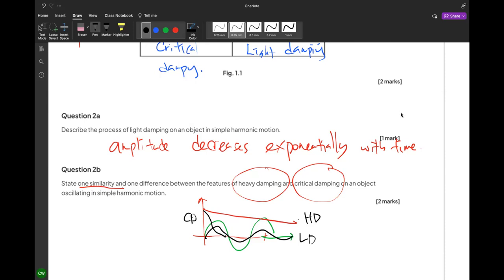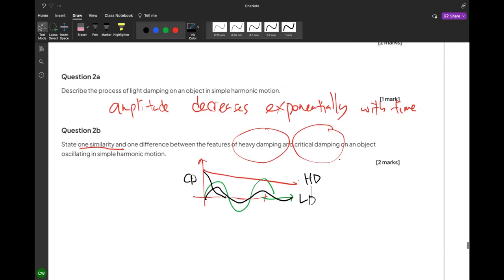So you say you return to equilibrium without oscillation is correct. So these two straight away return. This one also returns, but takes a longer time. So the similarity is they return to the rest position, the equilibrium position, without oscillation.